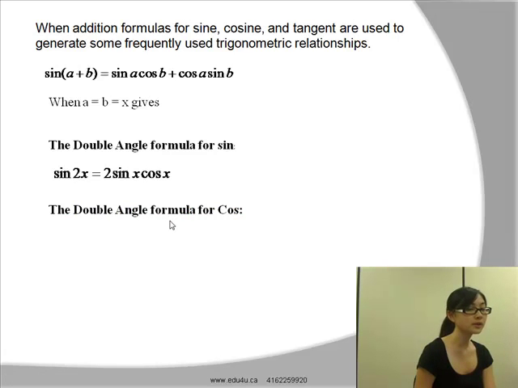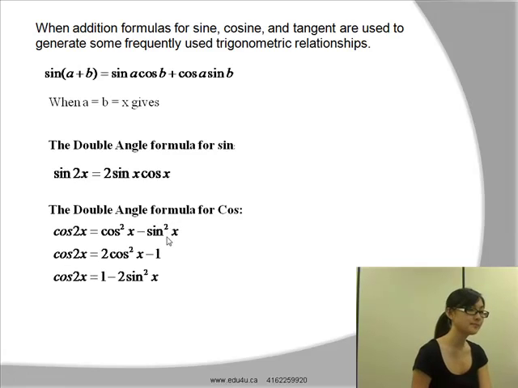The double angle formula for cosine can be derived the same way, only there's actually 3 of them. So first we have cos of 2x equals cos squared x minus sine squared x. Recall that cos squared x plus sine squared x equals 1. Therefore, sine squared x is equal to 1 minus cos squared x.